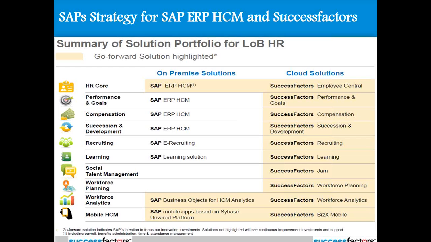And if you look at the slide, all the highlighted modules will see continuous innovations in both on-premise and cloud solutions. For example, in SAP HCM on-premise solutions, they will continue to invest and develop time, payroll, and benefits applications, but non-highlighted modules like performance, goals, compensation, succession, recruiting, and learning will not see any innovations as such, but support will be provided to the customers who are currently using them. And SAP will continue focusing on improvement of the cloud solutions as well as all the other solutions which are highlighted.